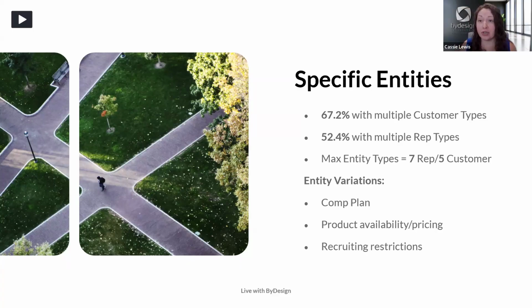Okay, recruiting restrictions. This is a genius move that I've seen some of our clients make. If you offer a hybrid and you offer an affiliate type of rep, don't let that affiliate build a downline. Restrict them from that so that there's a motivation for them to transfer from an affiliate to a business builder.